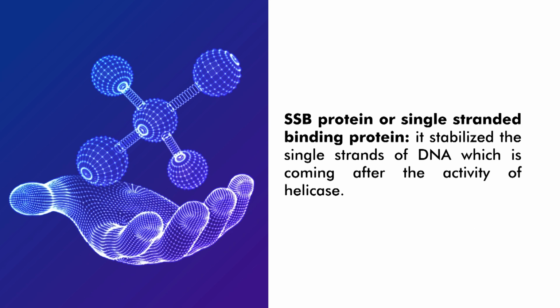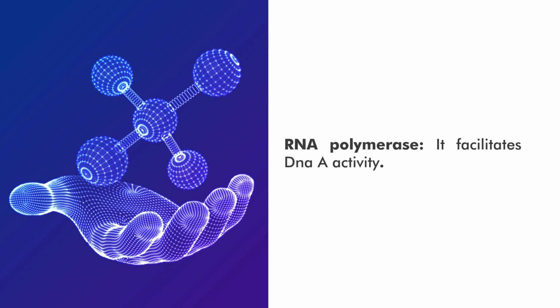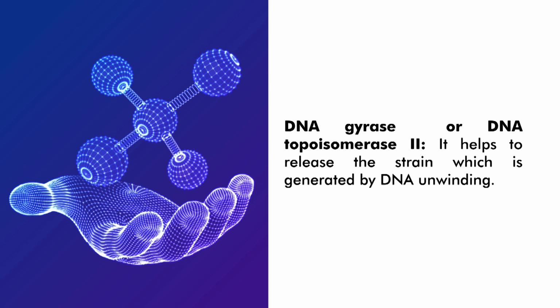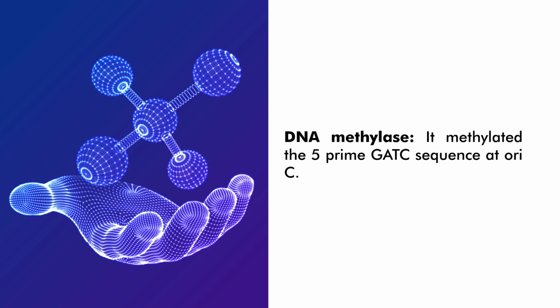Next is the SSB protein or the single stranded binding protein. It stabilizes the single strands of DNA which appear after the activity of helicase. Next is the RNA polymerase. It facilitates DNA activity. Next enzyme is DNA gyrase or the DNA topoisomerase. It helps to release the strain which is generated by DNA unwinding. Next is DNA methylase. It methylates the 5' GATC sequence at ORI-C.